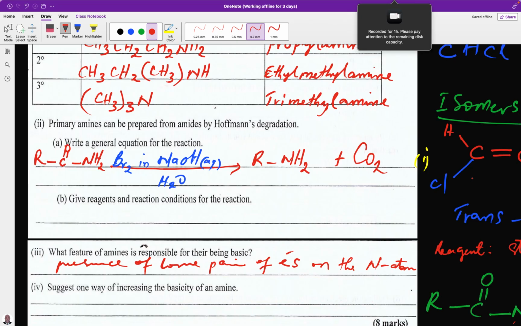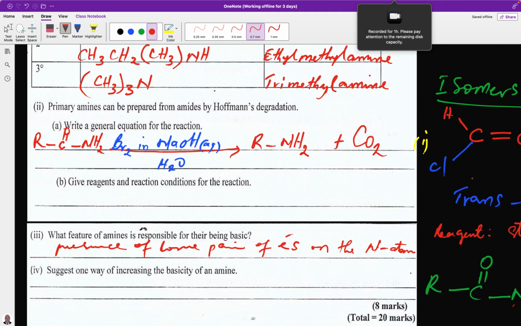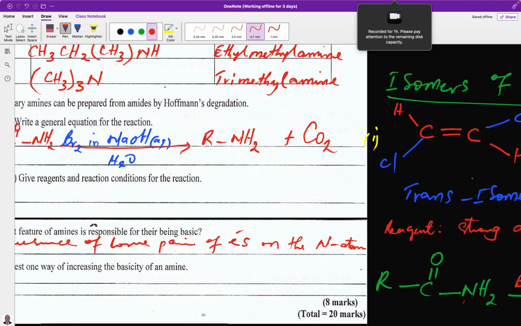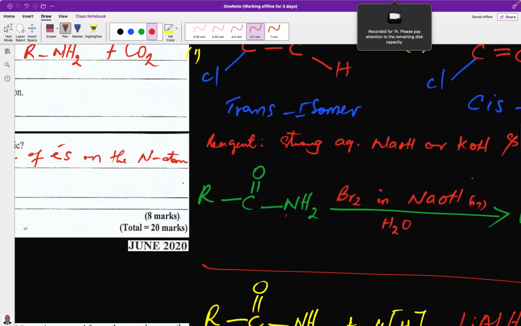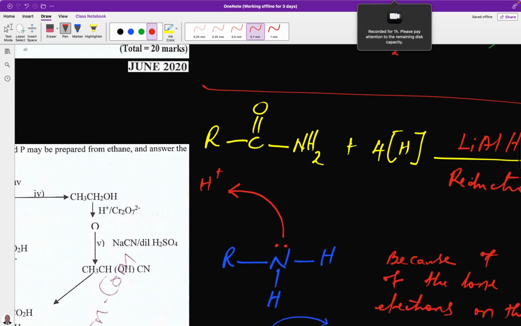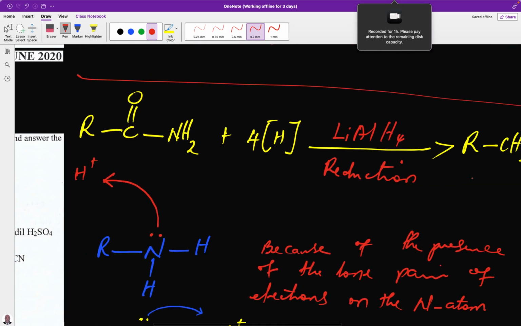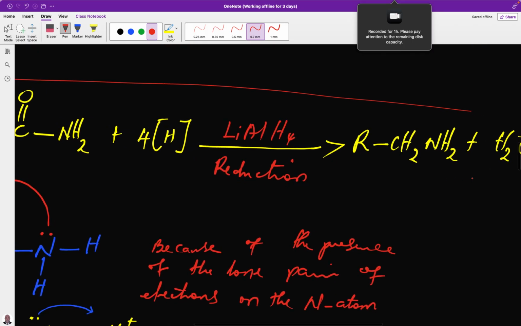Then how primary amine can be prepared using Hofmann degradation. I gave an equation of an amide that is being heated with bromine in a strong aqueous sodium hydroxide or potassium hydroxide. And a primary amine is formed and a release of carbon dioxide. I went further and said they could also be produced through a reduction process using lithium tetrahydroaluminate. But that is not involved in the answer. It's for the purpose of revision.